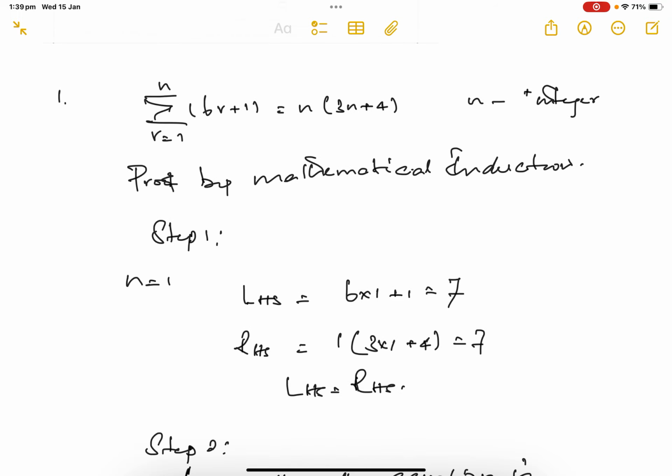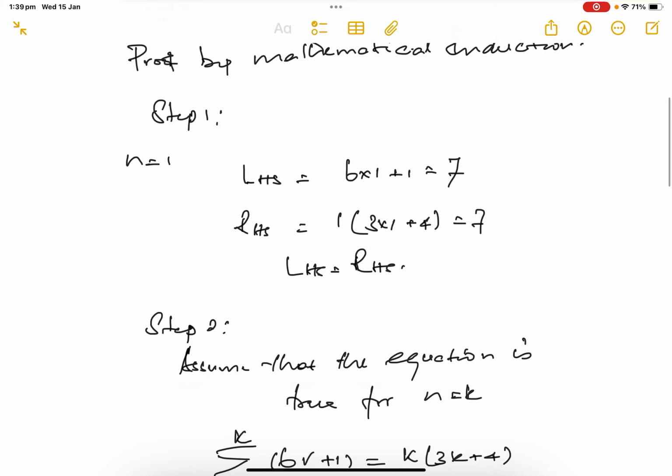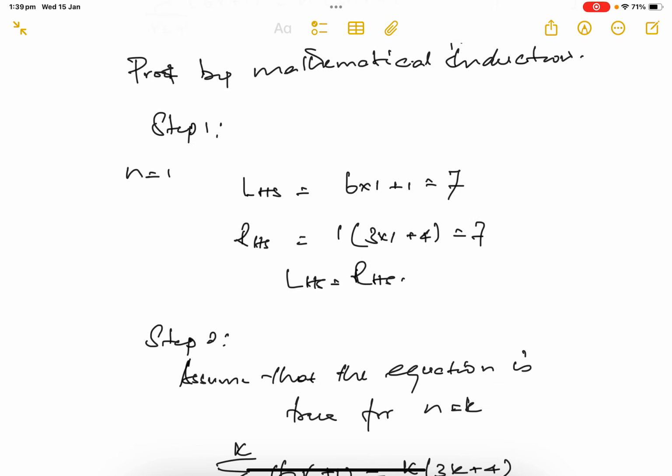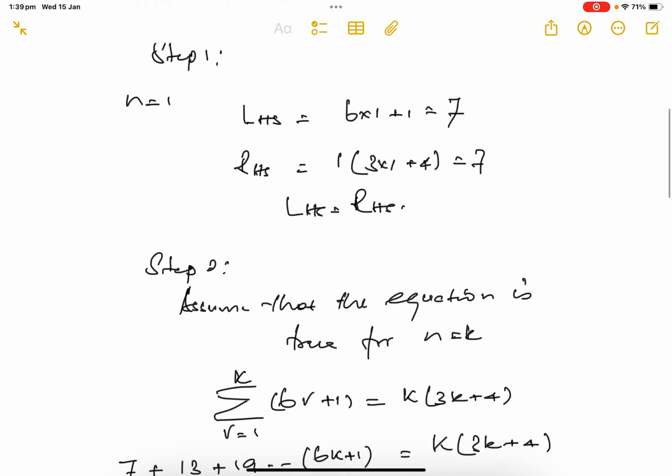So the left hand side, 6 times 1 plus 1 is 7. The right hand side, n equal 1: 1 times (3 times 1 plus 4), that is 7 too. So the left hand side equals the right hand side, so it's satisfied for n equal 1.